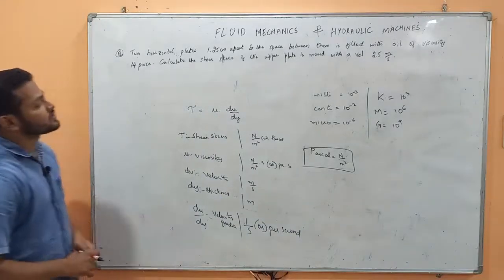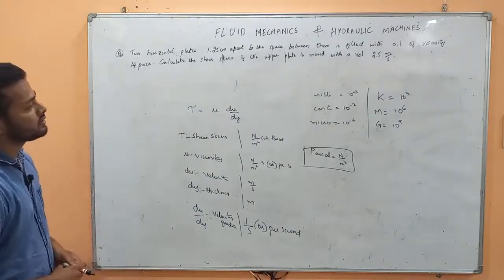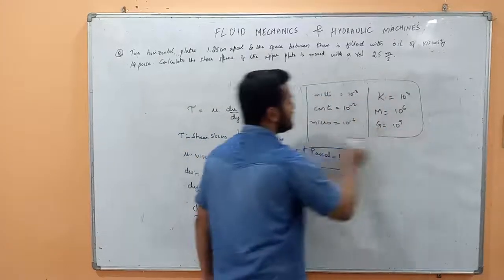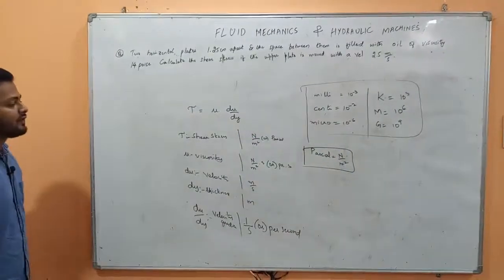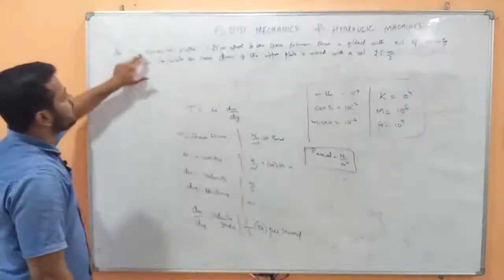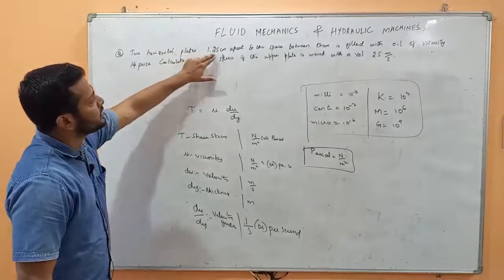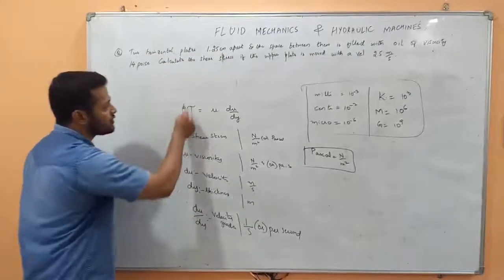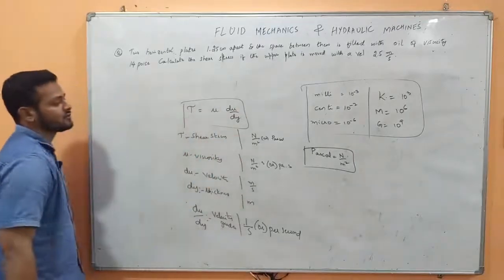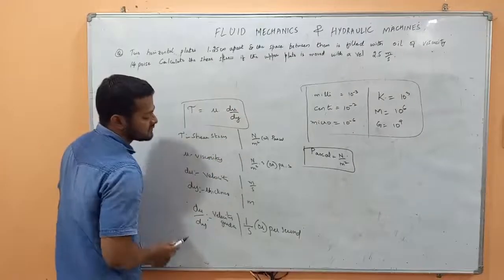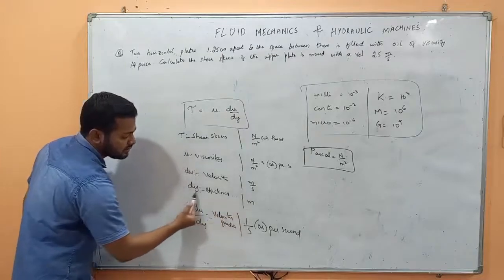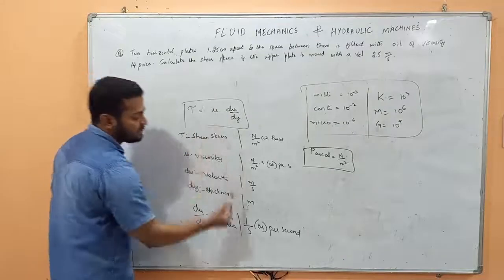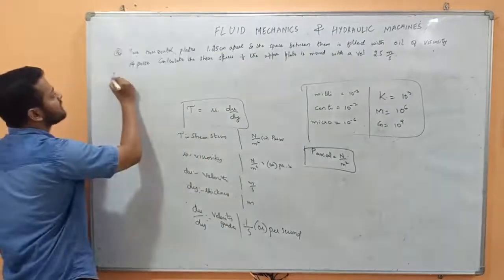Okay, so now we will read out the question. For conversions you have to remember only these things. I will use only these simple things to do the conversions. So first I will read out the question. Two horizontal plates 1.25 centimeter. Okay, which of these values has been given in the question? Centimeter, what could this be? This could be dy, because the dy SI unit is meter. I can convert centimeter in terms of meter. So what is given in the question?